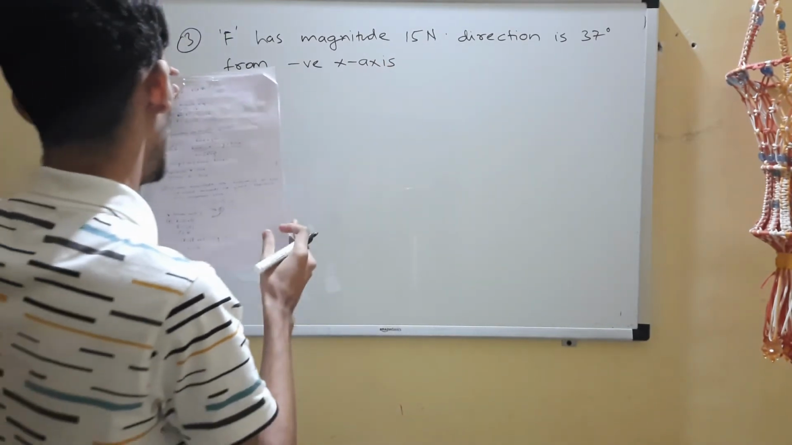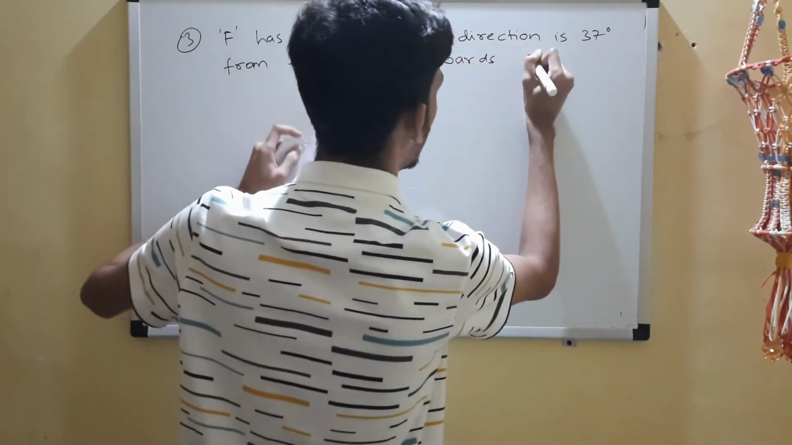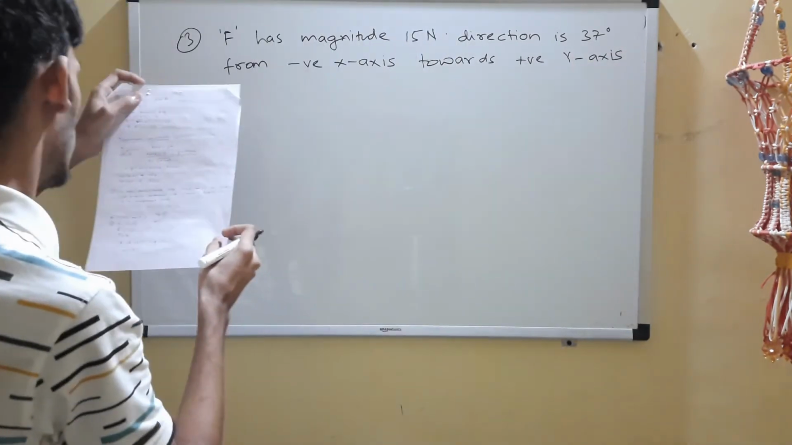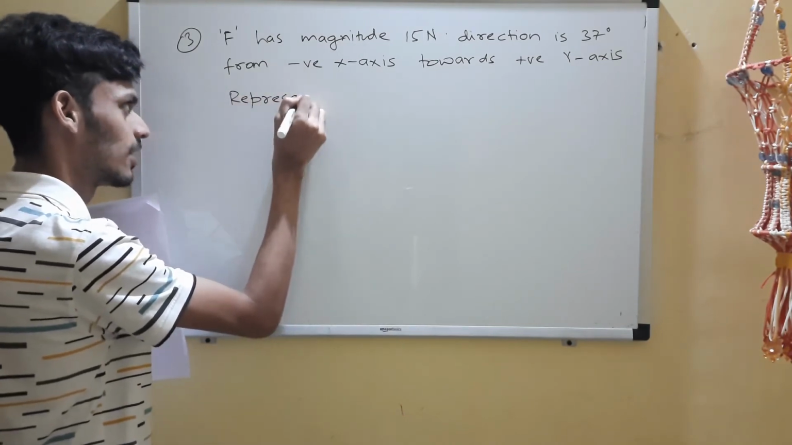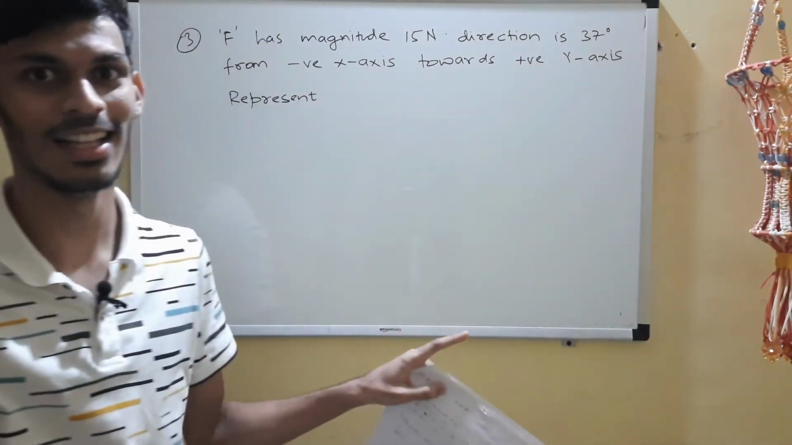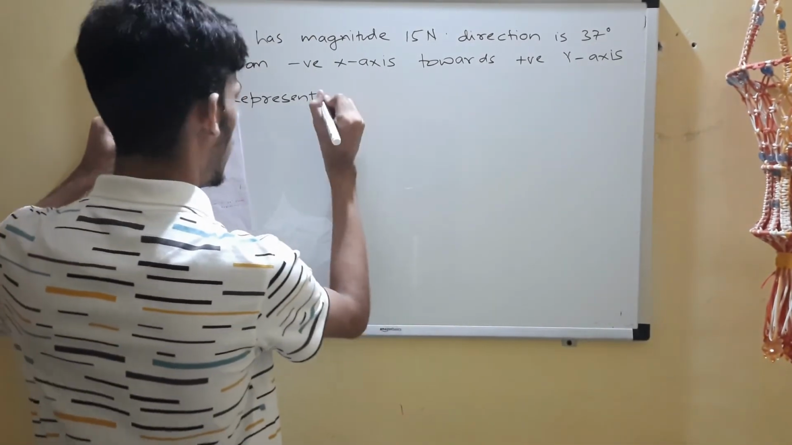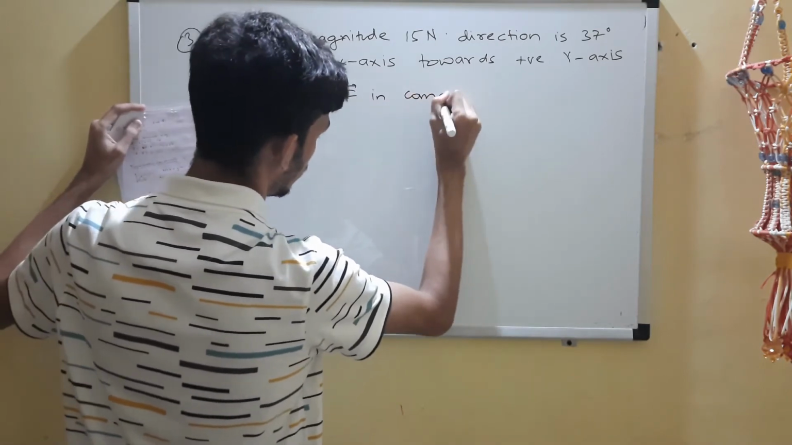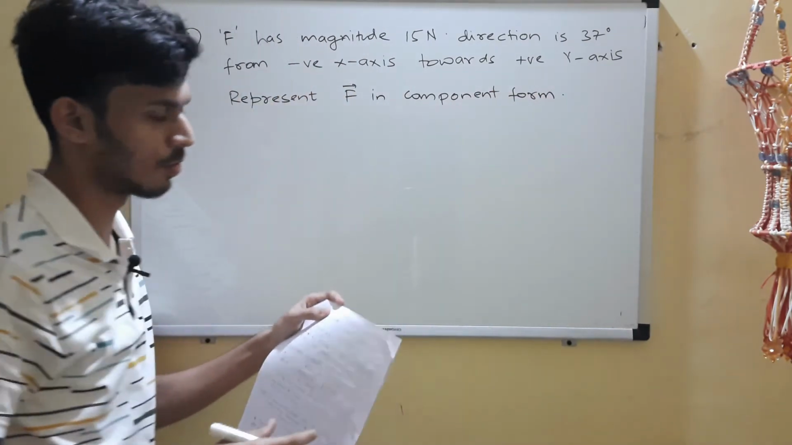Try to draw the vector towards positive x-axis, towards positive y-axis. Represent the vector in component form. So use your trigonometric logic, right? You are given this vector, break it, you have that angle, right? Now you can decode it in terms of sine and cos. So represent F in component form. Quickly try it.